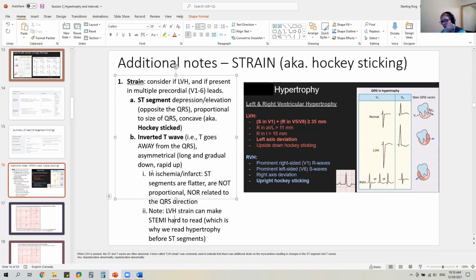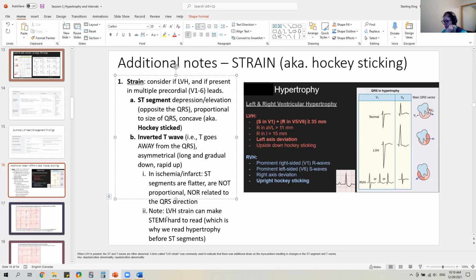And to differentiate it here, we even have a note: in an ischemia or an infarct of the heart, ST segments are flat. So instead of being like a happy face, they're just straight. And they're not proportional or related to the QRS direction. So they could just be elevated, even though the QRS could be going whatever way. And it doesn't change. So if it had a really big R wave, you're not going to see a really big T or ST depression. It'll just be kind of the same. So that'll give you a hint that's not strain, it's something more serious.